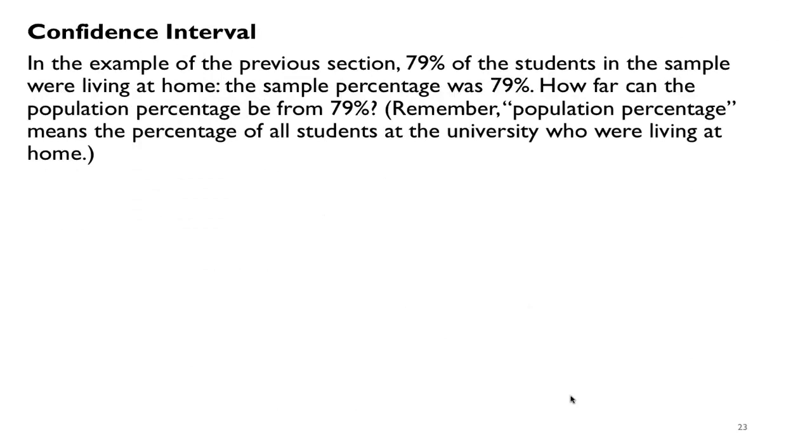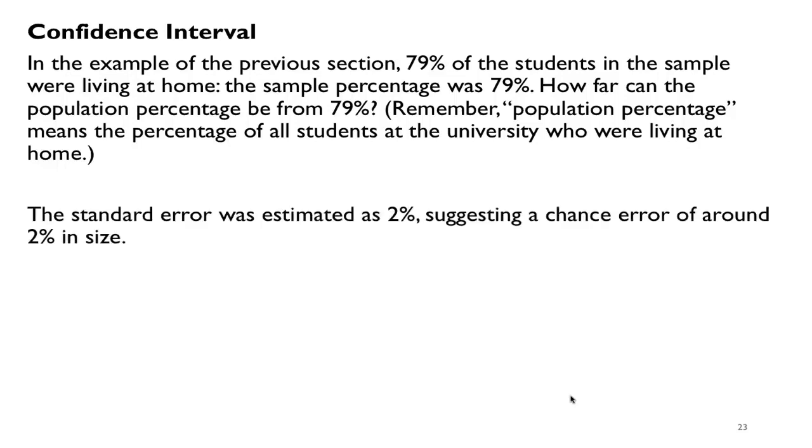Let's talk about confidence intervals. So 79% of the students in the sample live at home. That's from our sample percentage. And the question is, how far can the population percentage be from 79%? That was our estimate, but we want to know how far this population percentage can be.